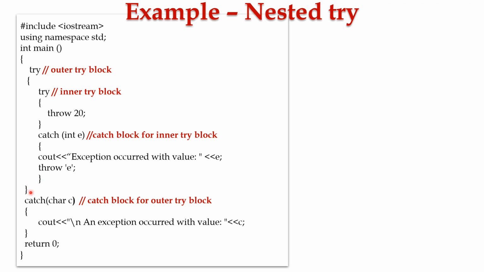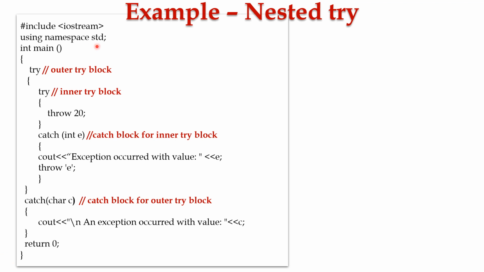Followed by that, we are ending the outer try block also. Next we have catch char c. This catch statement is meant for the outer try block. Catch char c specifies that it catches the exception of type character with value c. Using a cout statement, it displays the message "an exception occurred with value", and the value of the variable c is displayed to the user. Now the outer catch block is also ended. The next statement is return 0, which specifies the successful execution of the code. And now the code ends here.